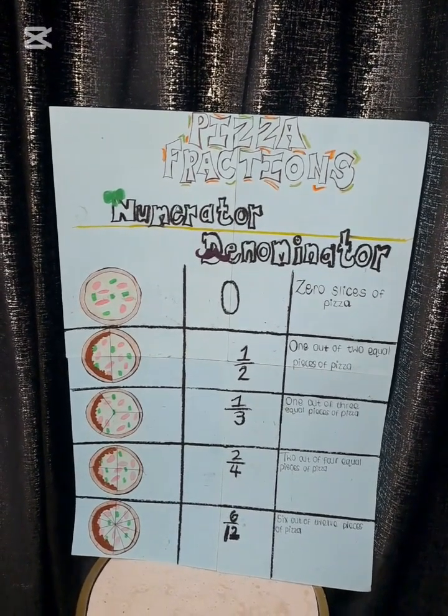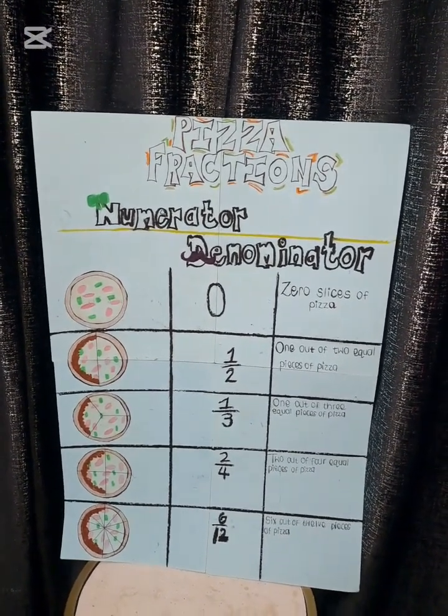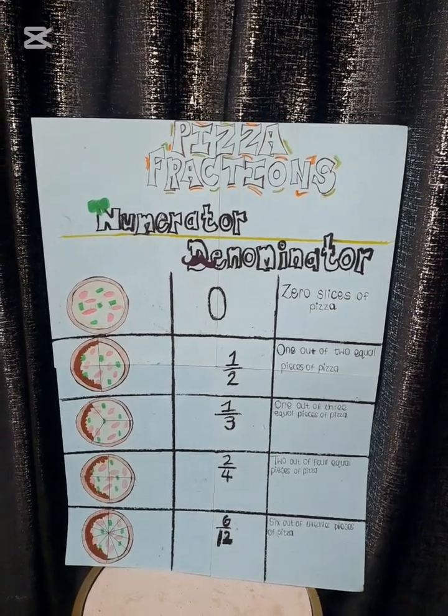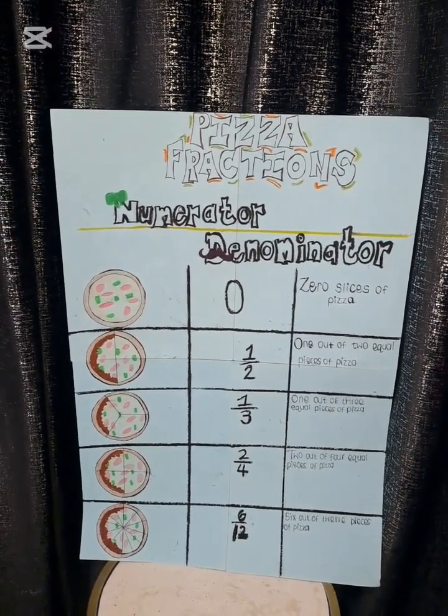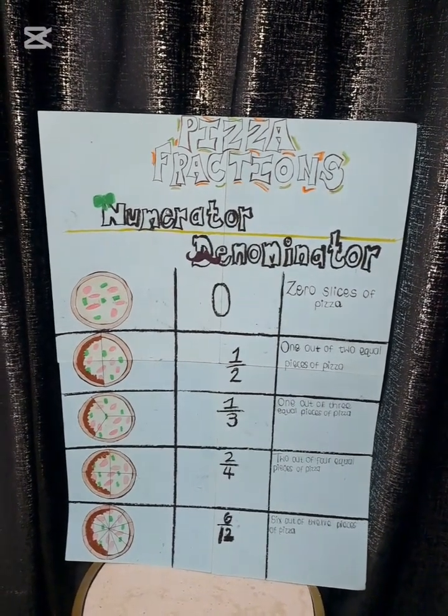So let us understand next time that Mr. Denominator is the owner of the pizza, and Mrs. Numerator gets to wait for Mr. Denominator to share the pizza with her.